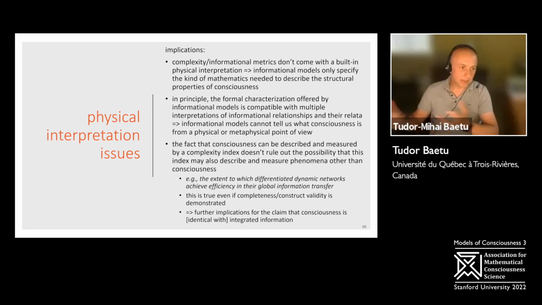So it's a question of entailment, in which way it goes. Completeness ensures that if I know that I'm talking about consciousness, then the model implies that an informational metric tells me everything I need to know about consciousness. But if I'm given an informational metric, this doesn't automatically entail that I'm talking about consciousness. I could be talking about some other phenomenon as well.